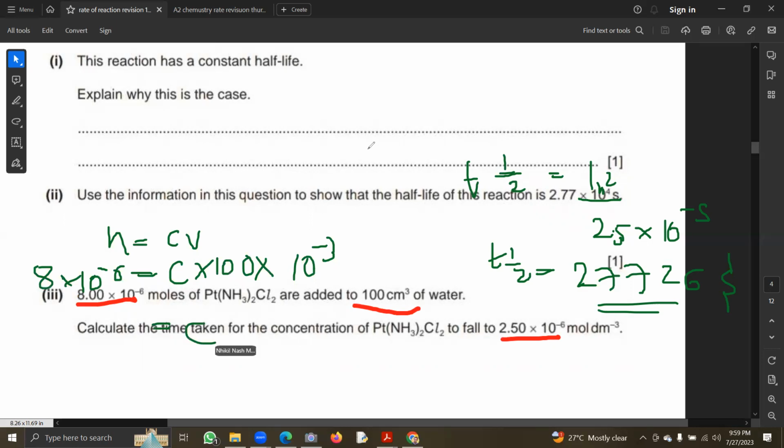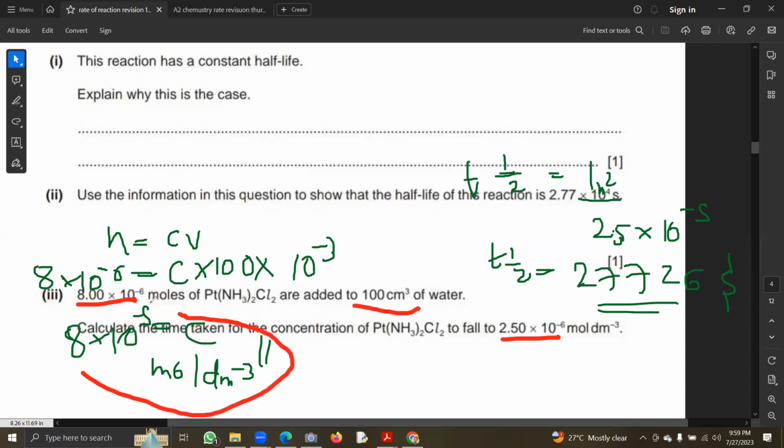Initial concentration? 18 to the power minus 5, sir. 18 times 10 to the power minus 5. Okay, right answer. Now it's dropping from 18 times 10 to the power minus 5 to 2.5 times 10 to the power minus 6. Can you see, this is the initial concentration? The concentration is dropping. This is the final concentration.